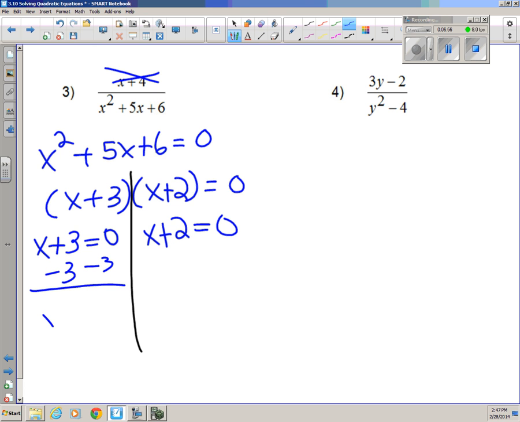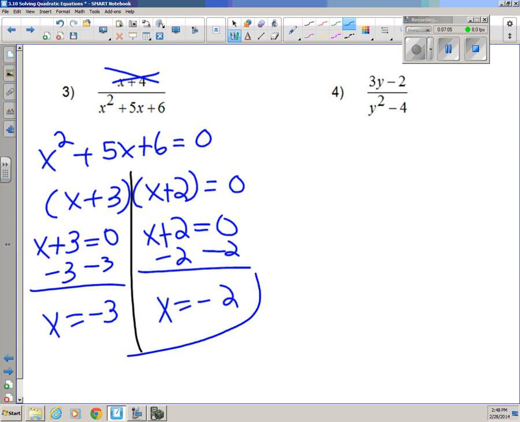Subtract 3 on both sides. One excluded value is negative 3. Subtract 2 on both sides. One excluded value is negative 2. So there are two different excluded values that are going to make this have an error message if I try and do the math, negative 3 and negative 2.